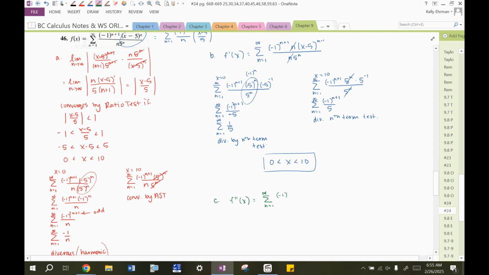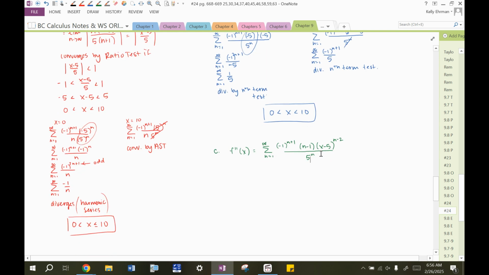So you've got a negative 1 to the n plus 1. Remember, these n's canceled. So we would now have an n minus 1 that gets pulled down times x minus 5 to the n minus 2 over 5 to the n, which is just a constant. Again, I might have had something slightly different on my key because I had the x minus 5 over 5 lumped together. But in the end, we get to the same place. So let's just check the endpoints here.